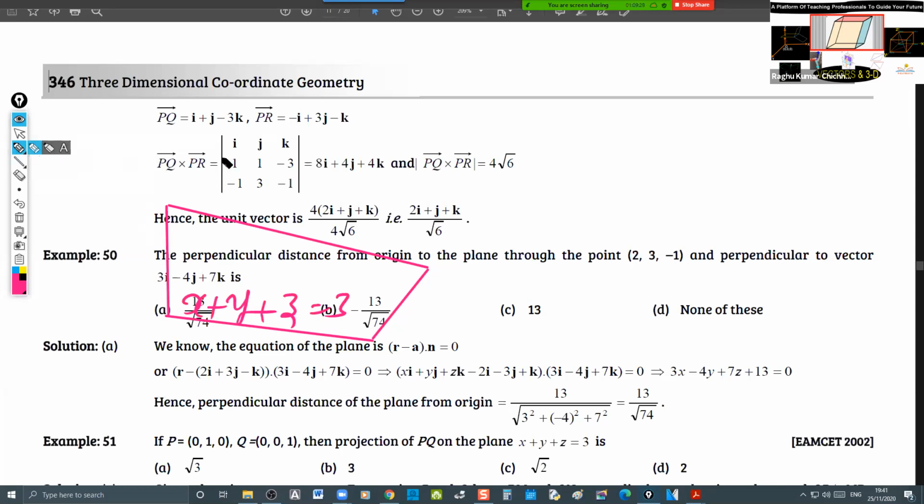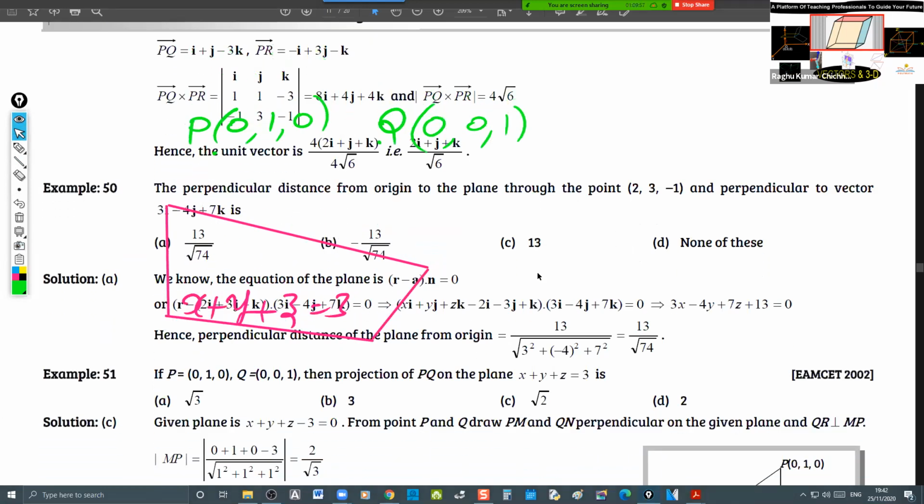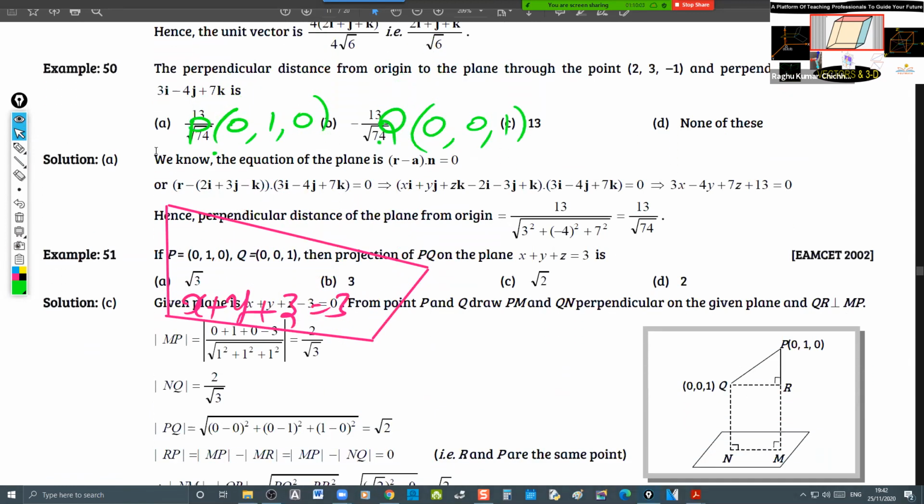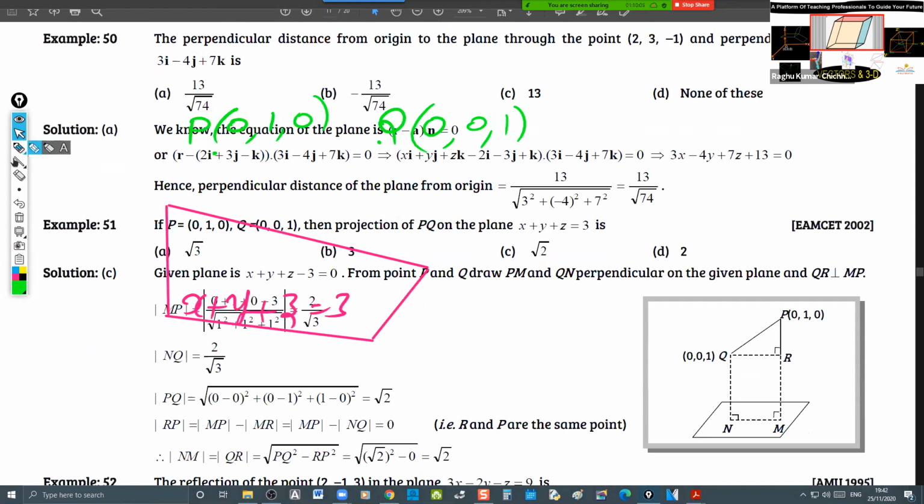And 2 points are given that are not lying on the plane, let me say. One is P 0, 1, 0. And another point Q 0, 0, 1. Now you have to find out the orthogonal projection of the line on the plane. Let me do that. Just a moment.